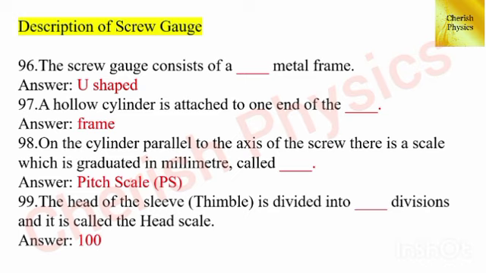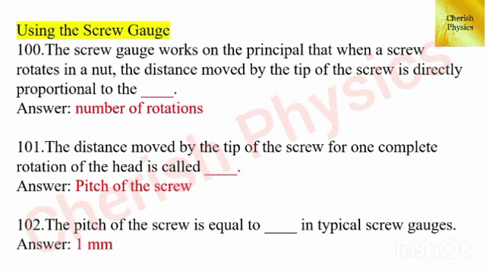head scale, 100 divisions. The screw gauge works on the principle that when a screw rotates in a nut, the distance moved by the tip of the screw is directly proportional to the number of rotations. The distance moved by the tip of the screw for one complete rotation of the head is called the pitch of the screw. The pitch of the screw is equal to 1 millimeter in typical screw gauges.